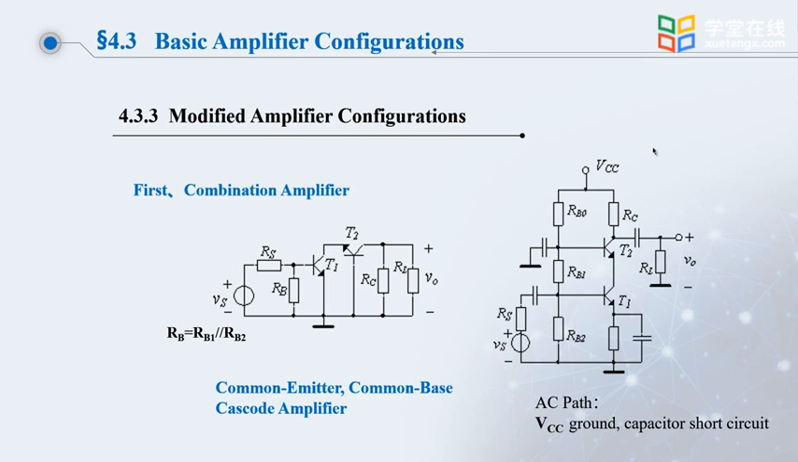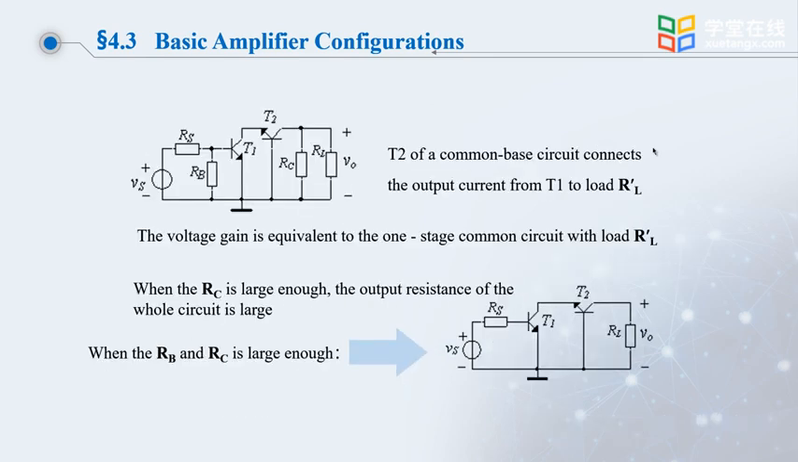The picture shows a common emitter amplifier T1 combined with a common base configuration amplifier T2. We use the input and output resistance of the common base configuration to change the input and output resistance of the amplifier. As you can see from the picture, common base circuit T2 makes the output current of T1 connect to the load resistance RL. Its voltage gain is equivalent to that of the first-stage common emitter circuit with load RL.